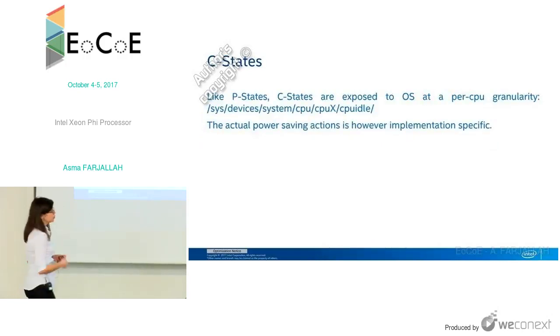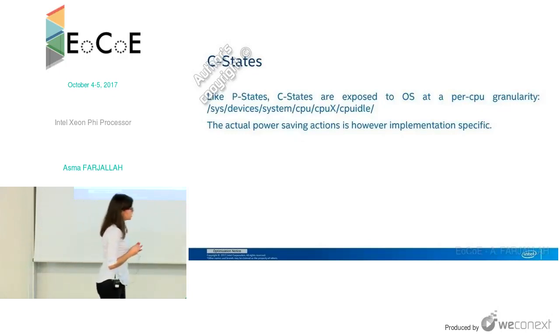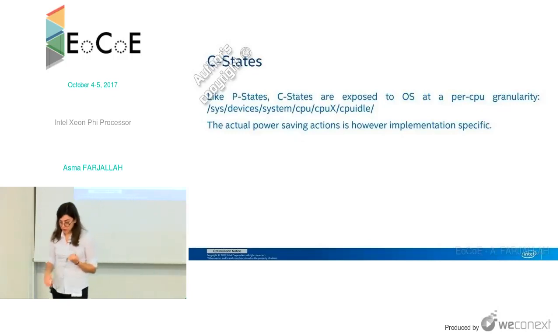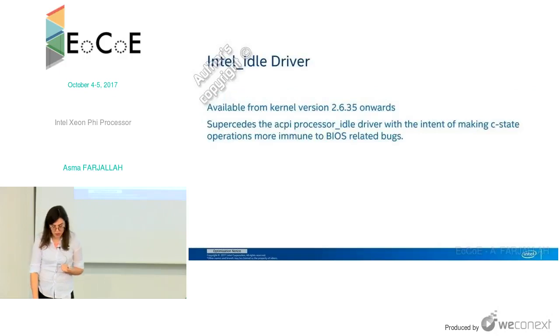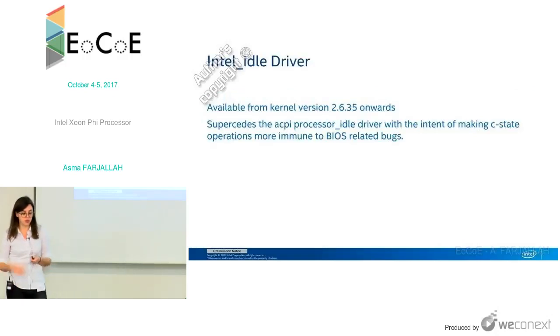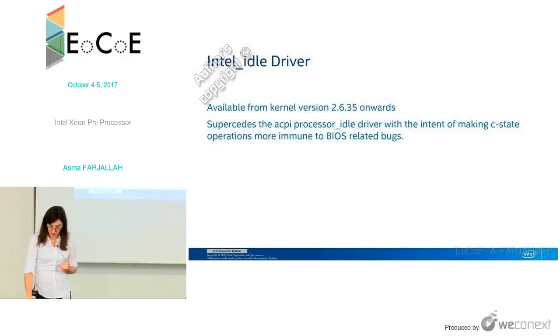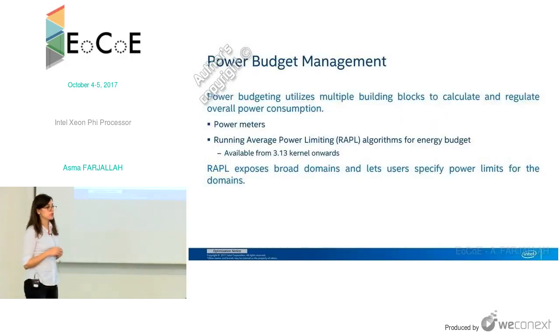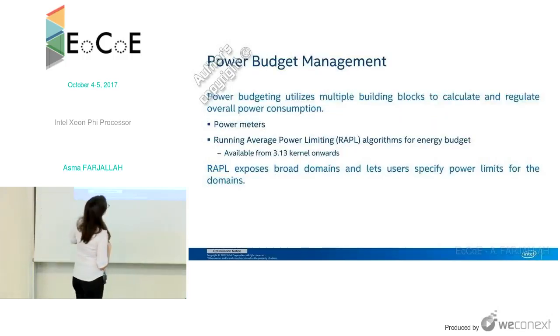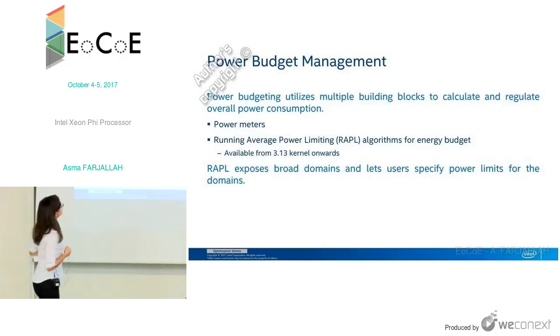For the C-states, for the idle processor, we have CPUidle, also with CPU granularity. We have drivers for the C-states like Intel idle, which supports kernels starting from version 2.6. And finally, for power budget management, we have many building blocks. One of them is RAPL, the Running Average Power Limiting, and it supports kernels since 3.13.